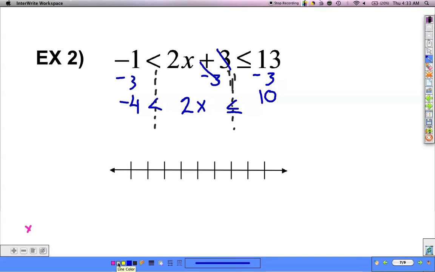and I just wanted to divide by 2 to get x totally by itself. Now I'm only dividing by a positive 2, so when I divide, I'm not going to be switching any symbols because it's a positive 2 I'm dividing by. So negative 4 divided by 2 is going to give us negative 2. The 2's of course canceled out, so I'll just bring down the x. 10 divided by 2 is 5, and I'll bring down the symbols exactly the way they are.